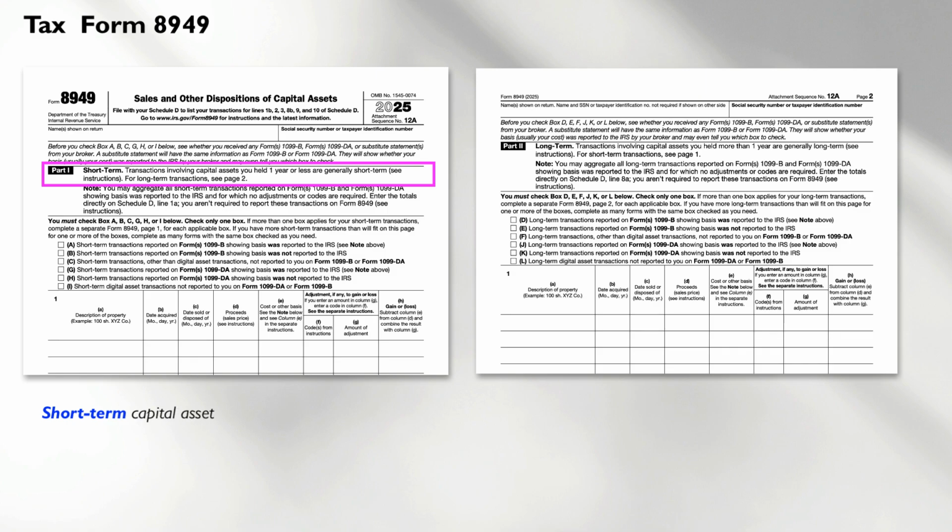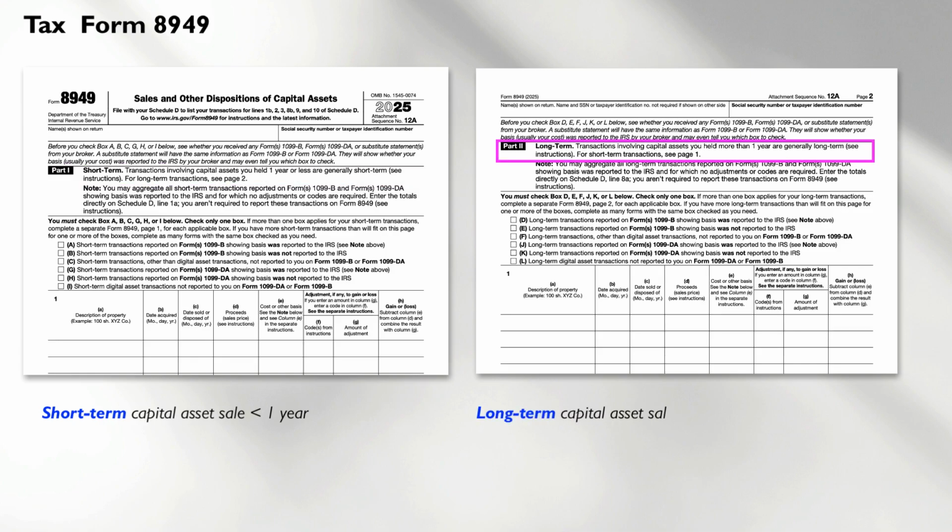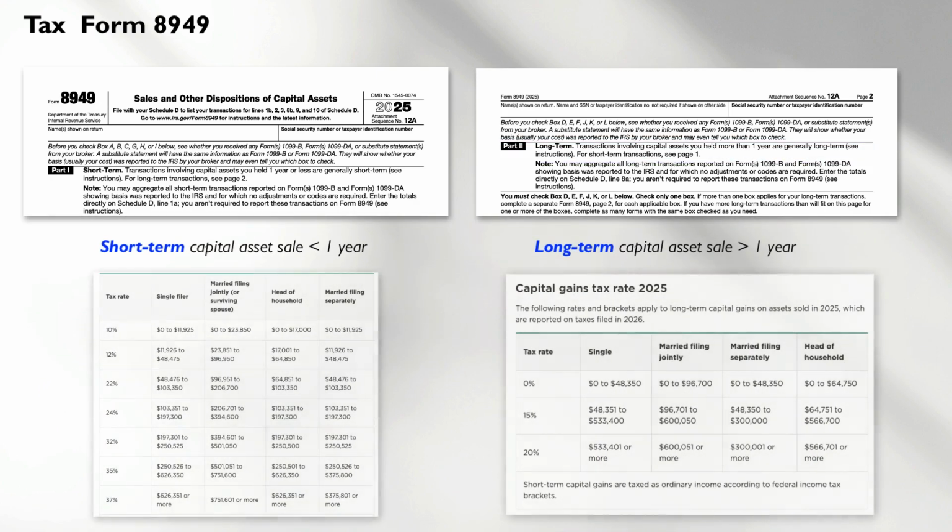Part 1 is for short-term transactions, which are assets held 1 year or less. Part 2 is for long-term transactions, which are assets held more than 1 year. The reason for the separations is tax rates. Short-term gains are taxed at ordinary income tax rates, which range from 10% to 37%.